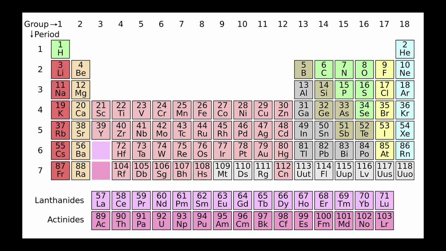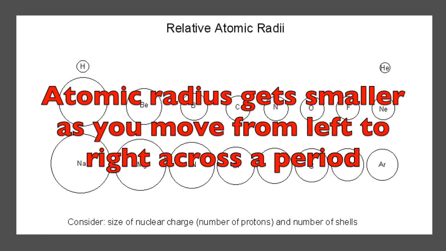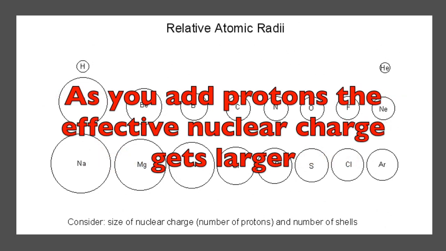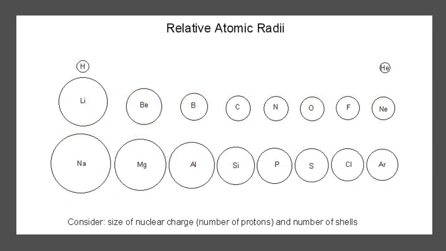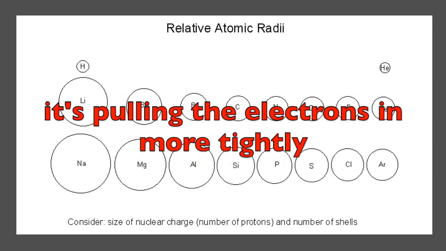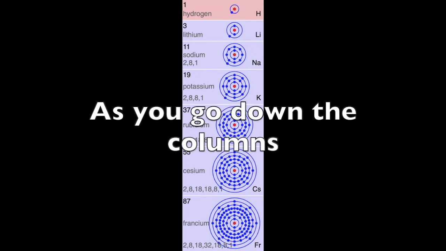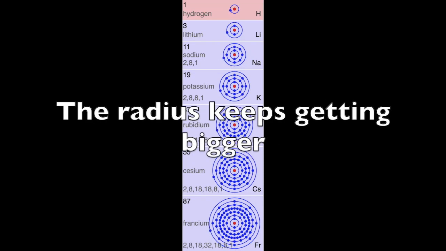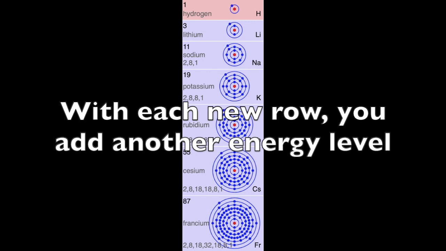So let's summarize. When you look at the elements in the periodic table, you see that the atomic radius gets smaller as you move from left to right across a period. This is because as you add protons, the effective nuclear charge, the charge the electrons see, is getting larger, and it's pulling the electrons in more tightly. As you go down the columns, however, the radius keeps getting bigger. This is because with each new row, you add another energy level.